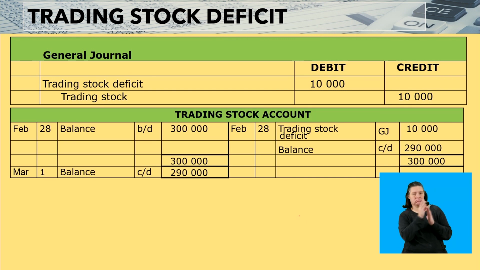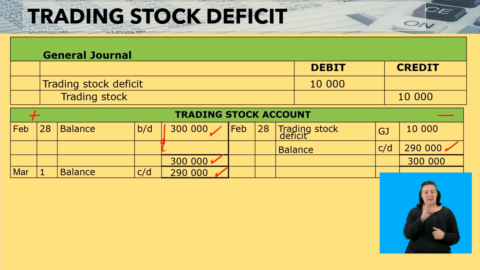Here is how we would record it in the general ledger. We have our trading stock account. Remember, it is an asset, so it's a plus on this side, and here is a minus. So we have trading stock of 300,000, and then we are told that there is physical stock taking of 290. There is the 290. Then we look for the side with the highest amount, which is the debit side, so here's 300. And therefore, we end up with a trading stock deficit of 10,000.